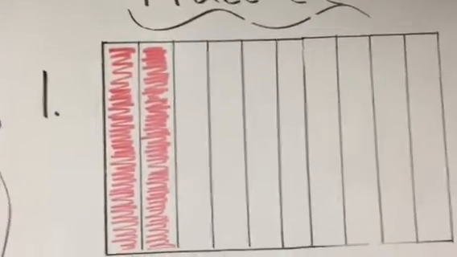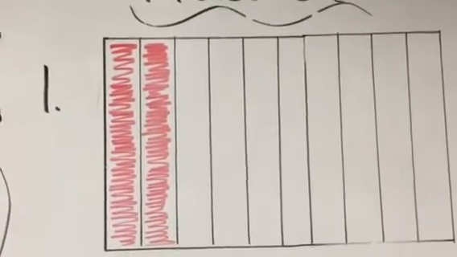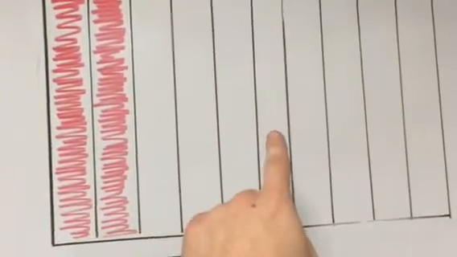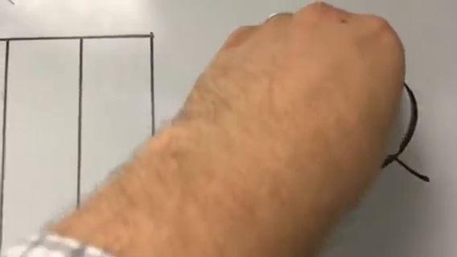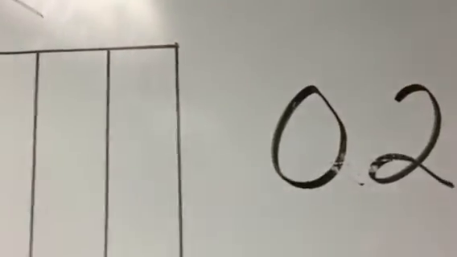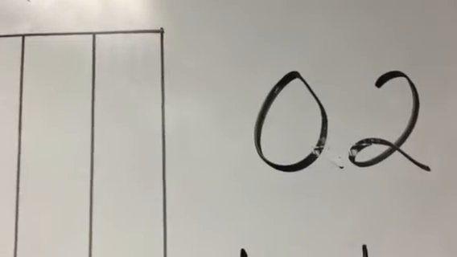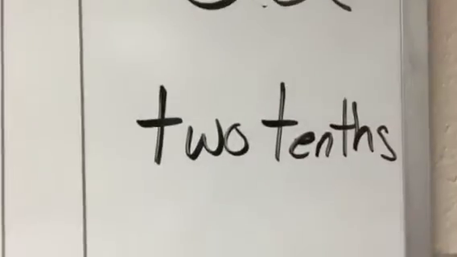Let's do some practice. We see this big bar right here, this big graph. And we have 1, 2, 3, 4, 5, 6, 7, 8, 9, 10 lines, and 2 of them are shaded in. So we'd write that as a decimal that looks like this: 0.2. We'd read that in words as 2 tenths.